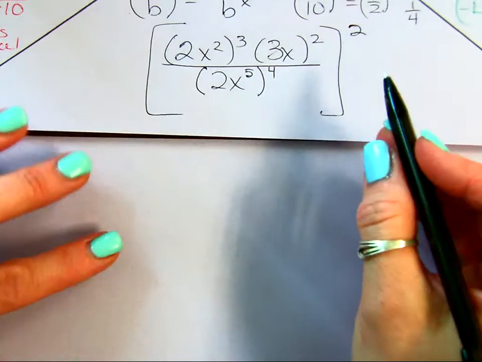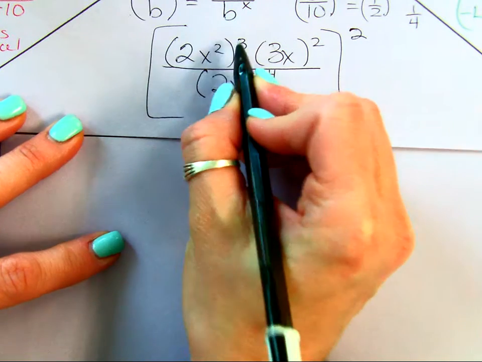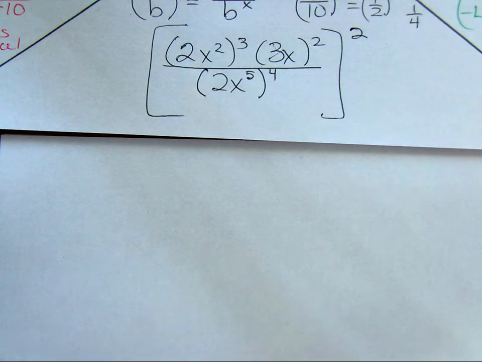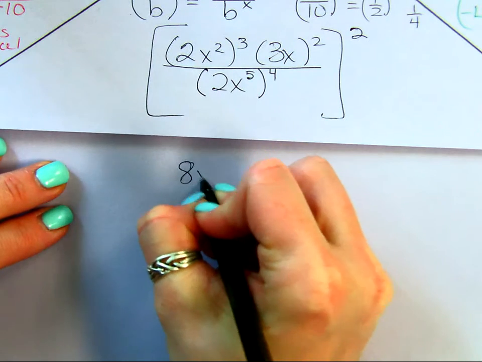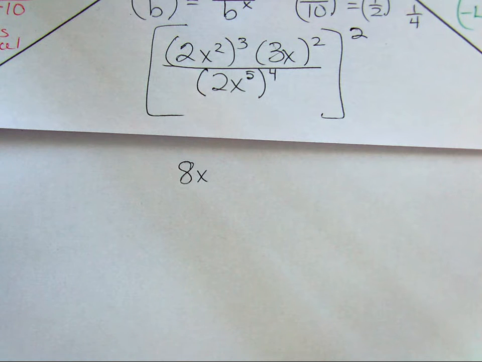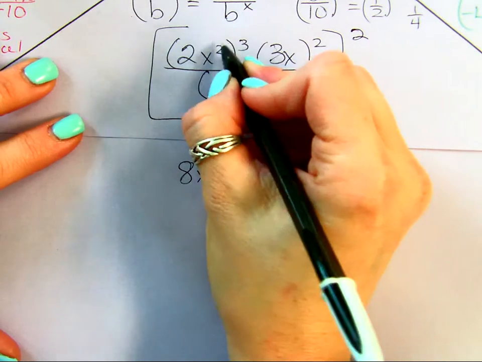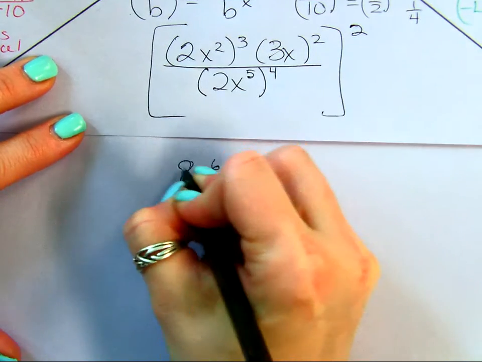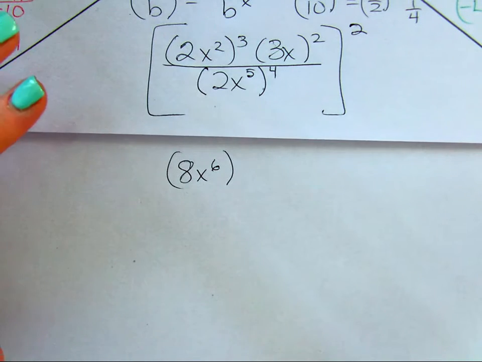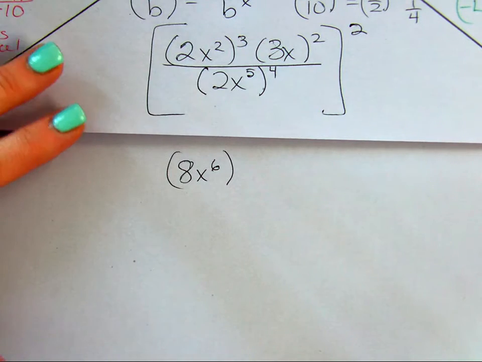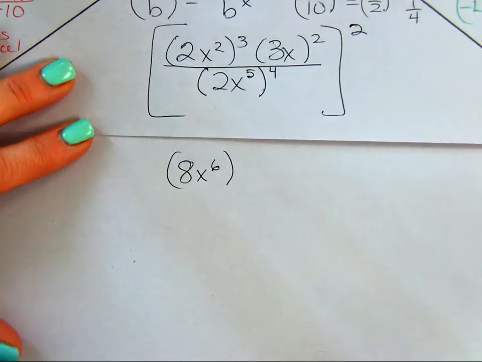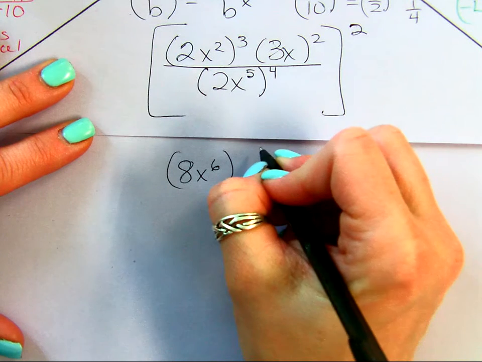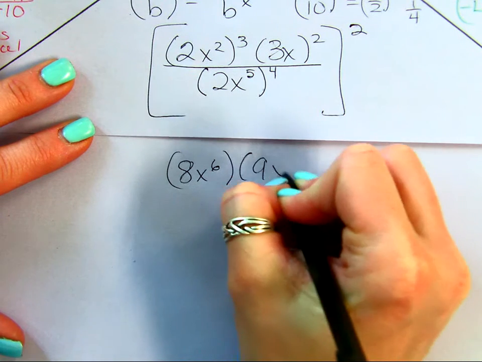So let's take 2x to the second and cube it. 2 cubed is 8. This is where you say to yourself, do I multiply them, do I add them, or do I subtract them? Then you picture this thing and you go, oh, so they're on the outside of the parentheses, so this is going to give me 6 of them. I'm going to take that 8x to the 6th and multiply it by whatever this works out to be. And 3x squared is 9x squared.